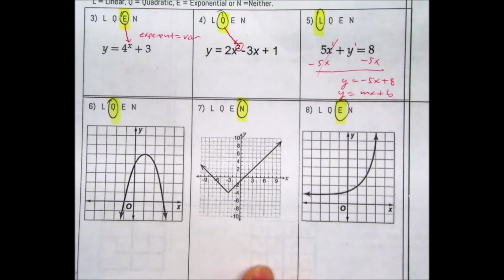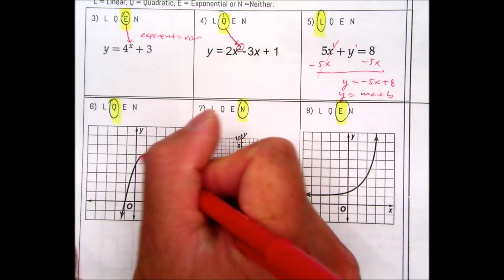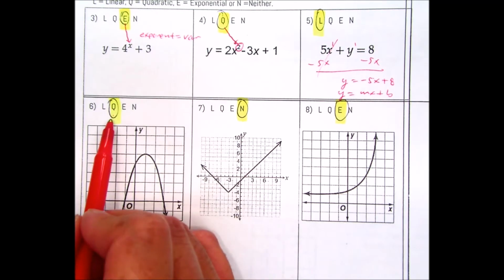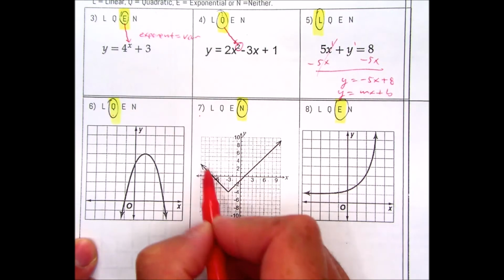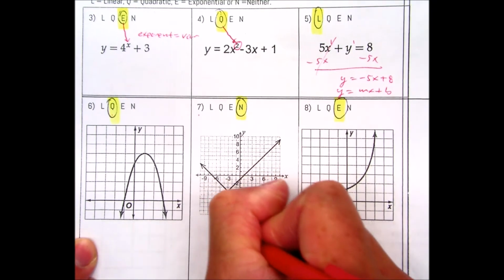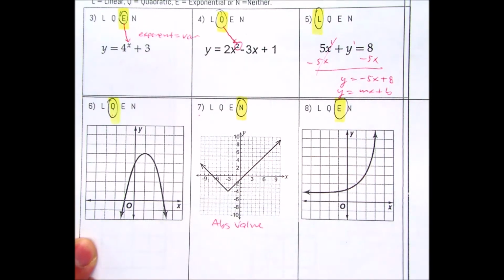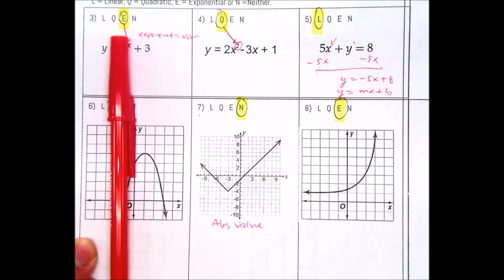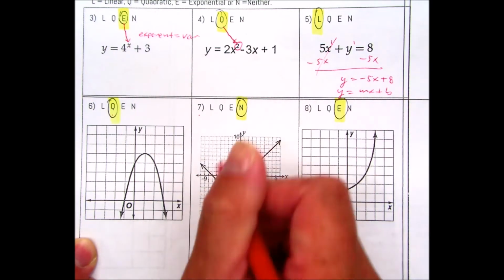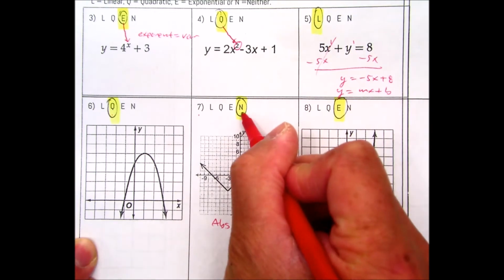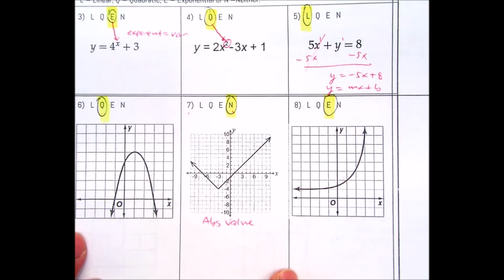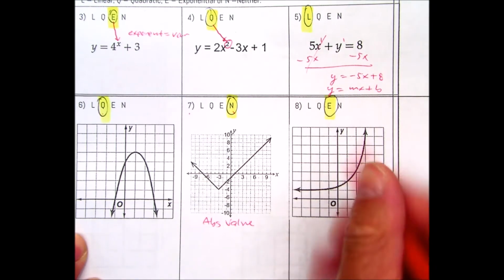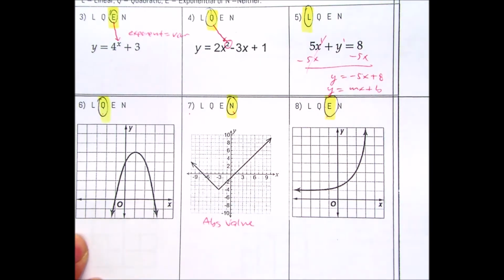Question number 6, I have a parabola. Parabolas are quadratic. Question number 7, this V here is an absolute value. And absolute values are functions, right? It passes the vertical line test. Quadratic also passes the vertical line test, but it's not a smooth curve, therefore the answer is neither. Question number 8, you have a smooth curve and it increases quickly, so this one is exponential.